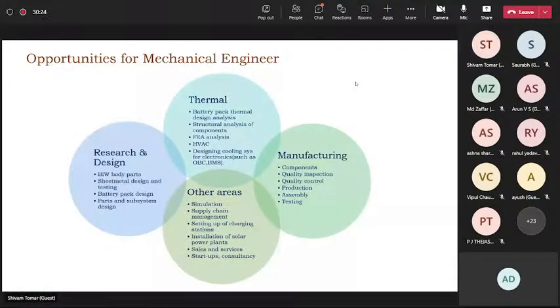Now let's talk about what the opportunities in engineering are. If we talk about the areas where you can find some space for yourself, the first thing is research and design. Here we talk about BIW, like black and white body parts designing. So this is basically about the designing aspect we are talking about.